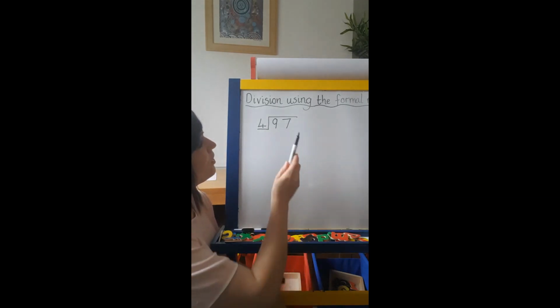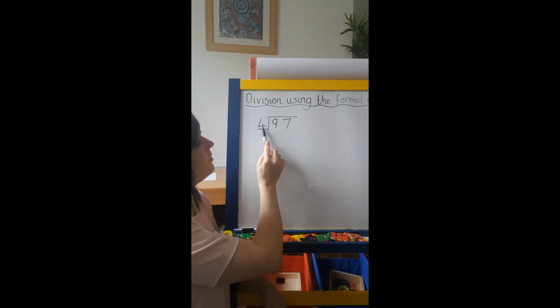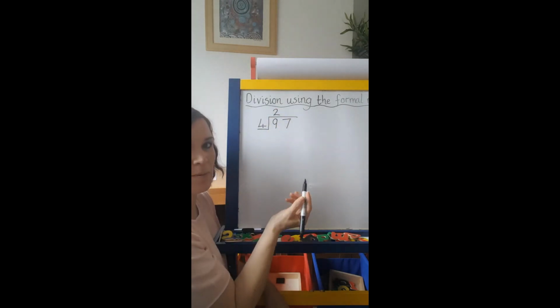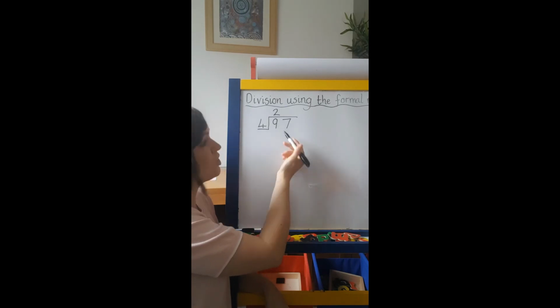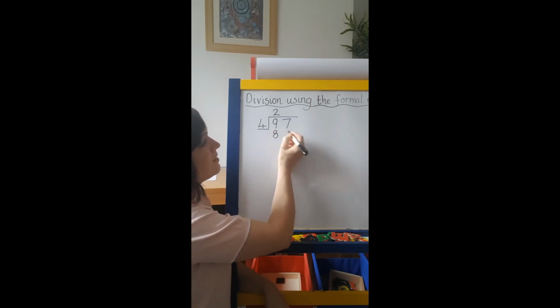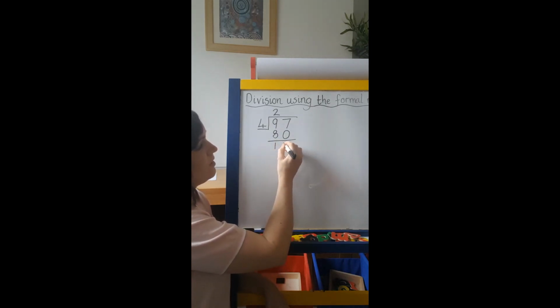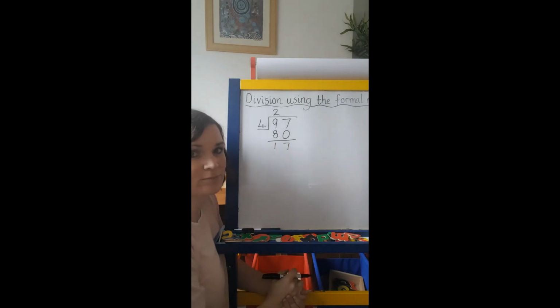Here's another example. This time we've got 97 and we're dividing it by 4. So again, you're going to look at your first digit here, 97. 4 into 9, it goes 2 times. 4 times 2 is 8. But remember, this is in the tens position, so you're not just taking away 8, you're taking away 80. You take away 80 from 97, and you're left with 17.